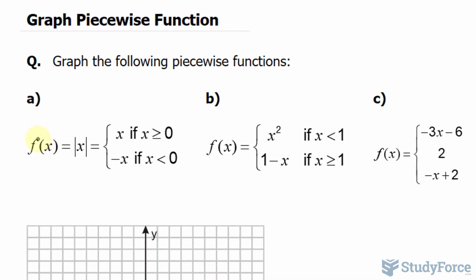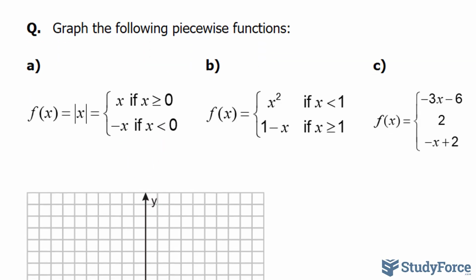As you can see, the function for question A is an absolute value. We have these absolutes around x, and what that means is that you'll have a positive x and also a negative x. The positive x is for x values that are greater or equal to 0, and the negative x is for x values that are less than 0. So keep that in mind.